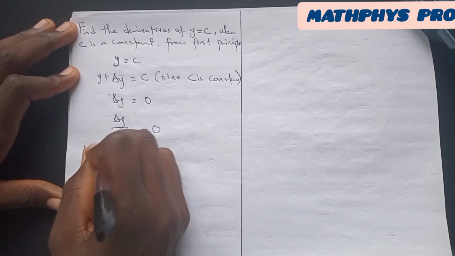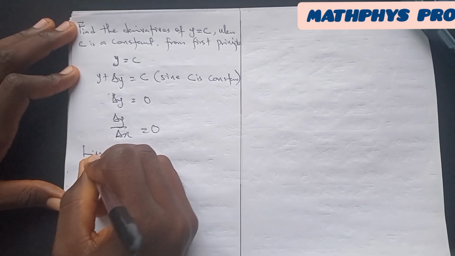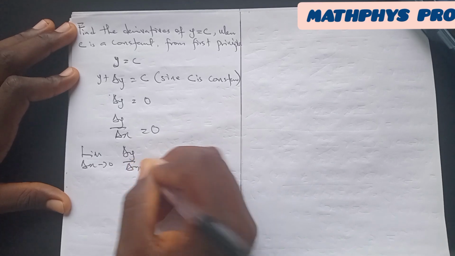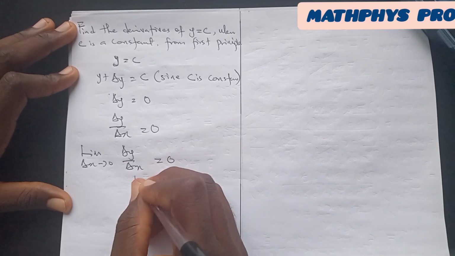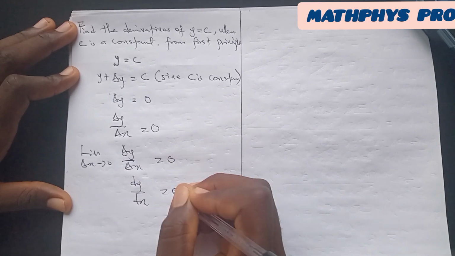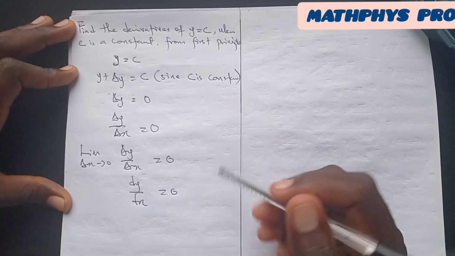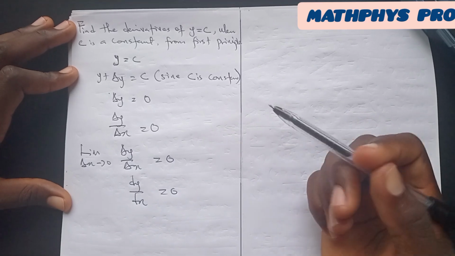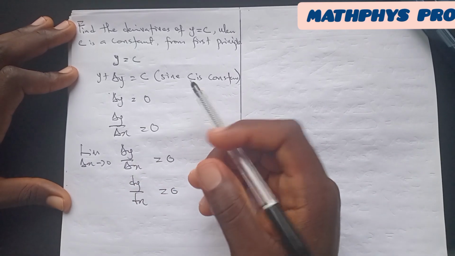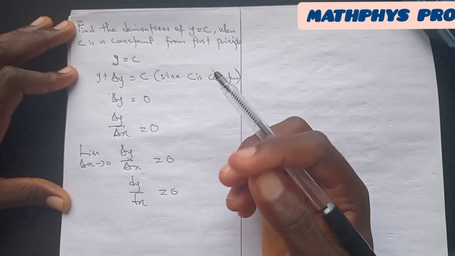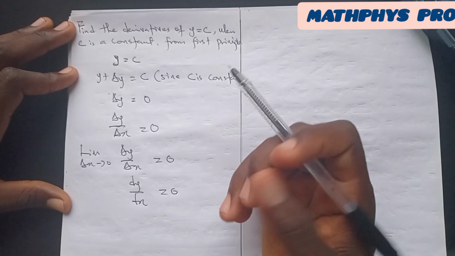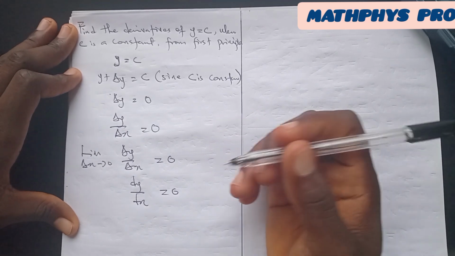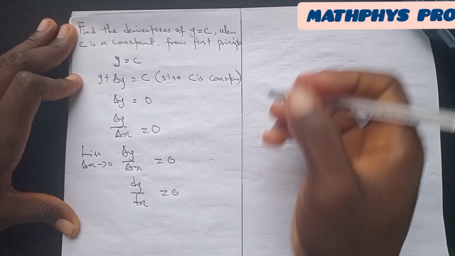So if we take the limit as change in x approaches 0, change in y over change in x is still equal to 0. So you can say that dy/dx is equal to 0. This proves that whenever you differentiate a constant, you get 0. The derivative of a constant is 0.